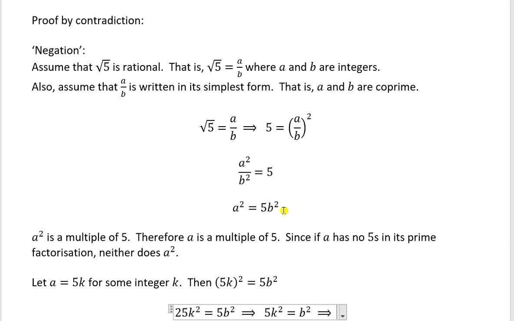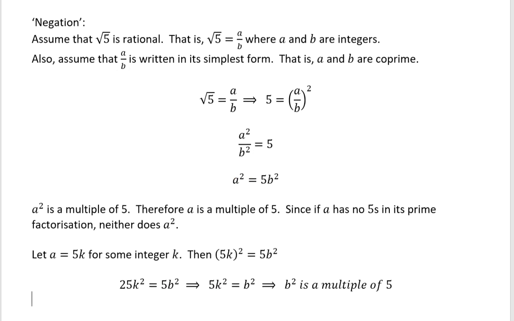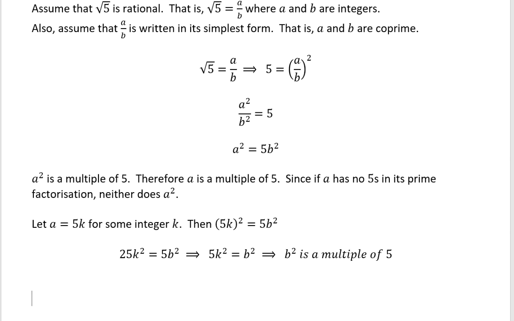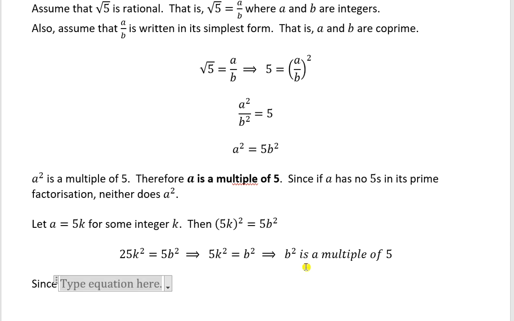And that should look familiar. We just had 5b squared equals a squared. Now we have 5k squared equals b squared. That means that b squared is a multiple of 5. And now we're getting on to the final bit of our proof. So we've managed to show that a is a multiple of 5. I'm going to put that in bold. But we can now say, since b squared is a multiple of 5, b is a multiple of 5.